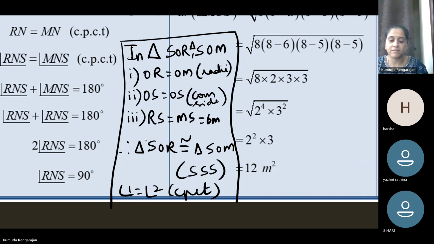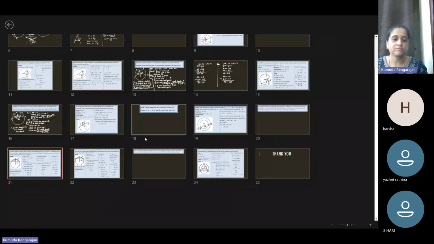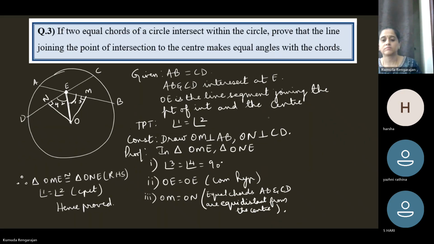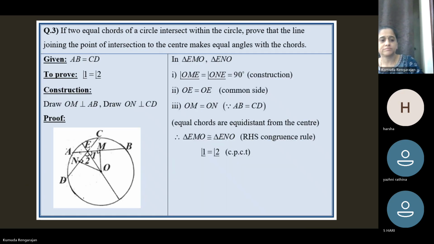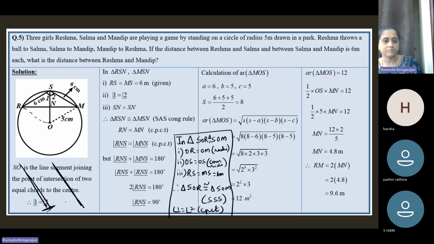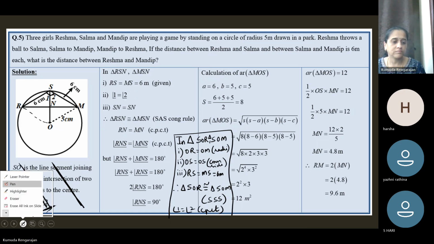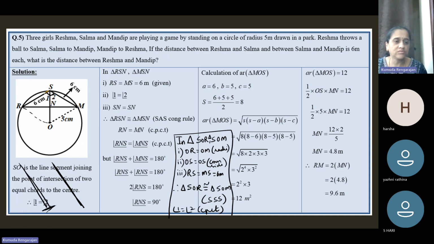Okay. So after this, now we have to take up these two triangles. See this triangle. We have to take up this triangle and this triangle.